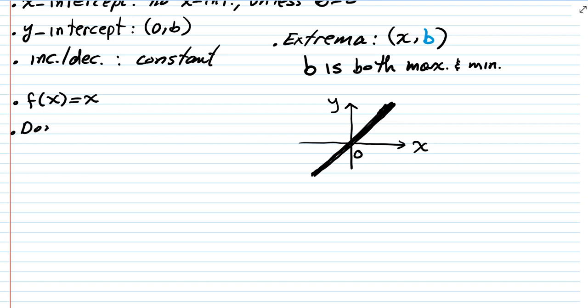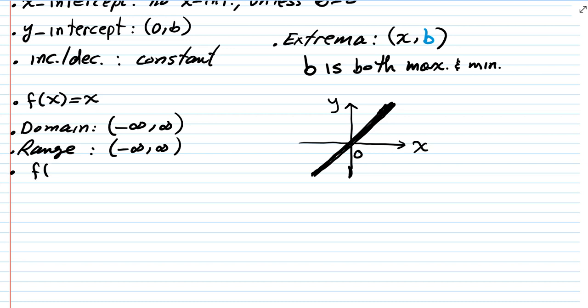So for this one, again, let's go through everything. Domain is going to be all real numbers, negative infinity to infinity. The range of the identity function, possible y values, negative infinity to infinity. Right, y could be anything. There's always a y for whatever x you choose. Symmetry, when you change x with negative x, you get negative f of x. So that means this function is symmetric with respect to the origin.